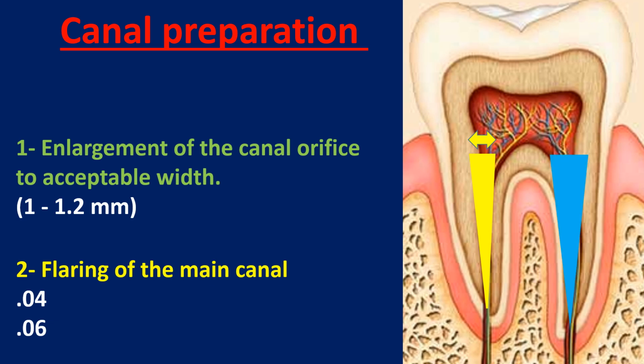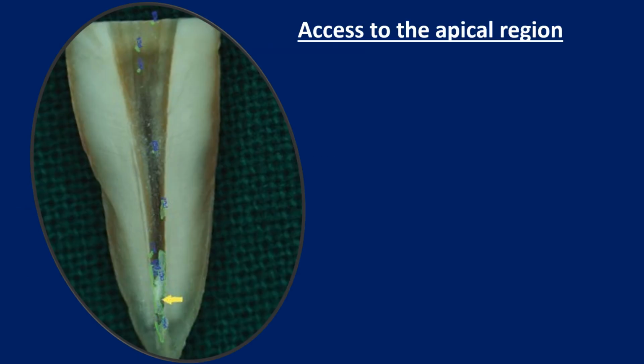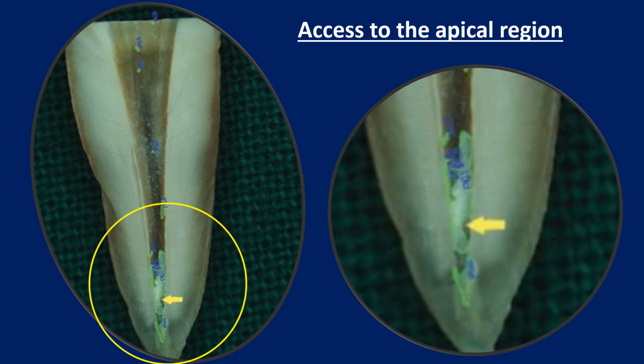Flaring is very important because it makes me see the apical region or address the apical region easier. That's why we can choose 0.04 or 0.06. We don't want to go more to the 0.08 because this will weaken the tooth. So the access of the apical region is very important because I want to clean it very well and obturate it.